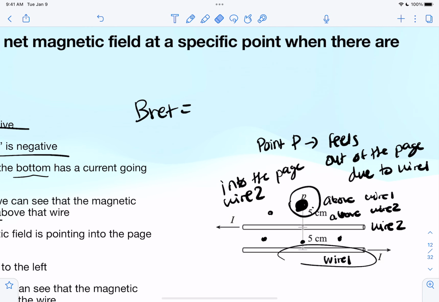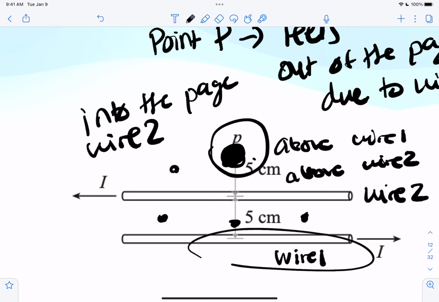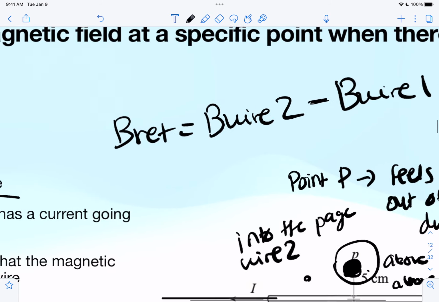So it's like B wire 2 minus B wire 1, right? And it's the magnitude of both of these when you're calculating the equation. We plug in everything as magnitudes, and then you add your negative or positive signs depending on the direction. And so in this case, like I said, when you're above wire 2, you have into the page. When you're above wire 1, you have out of the page. So wire 1 is negative. Here you got the minus sign, and wire 2 is positive. That's how you would figure out your B net in that case, right?